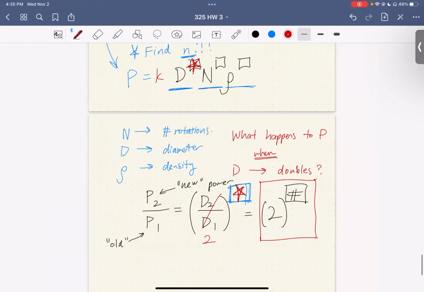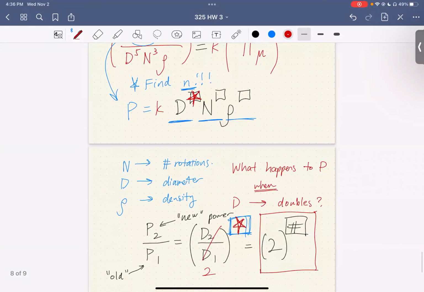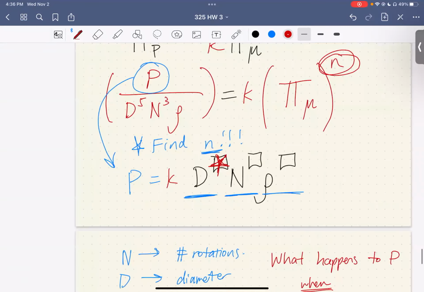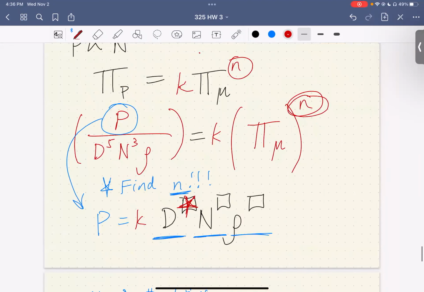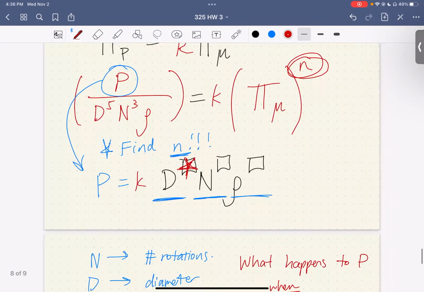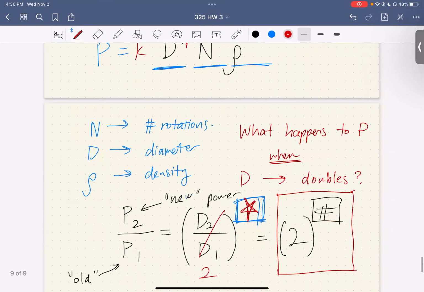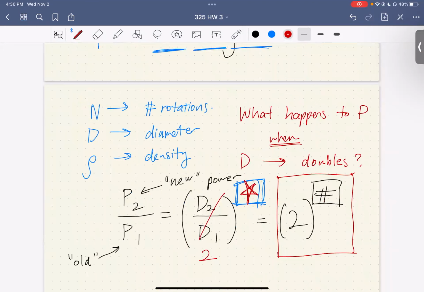So if you have any questions about this, please just send me an email. I will definitely be available to help today. I do want you all to figure this out. That's why I kind of left it in this form. But essentially remember, find N, rearrange for P, and then with that star number you find, you're going to just use it right over here to determine what happens to P when the diameter doubles.